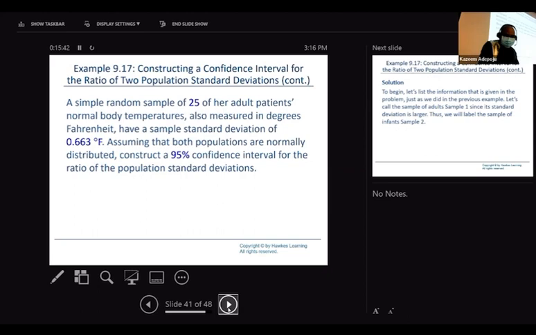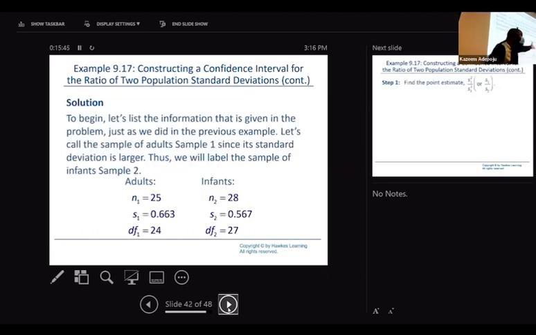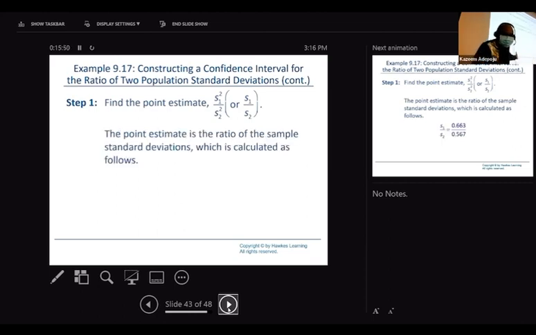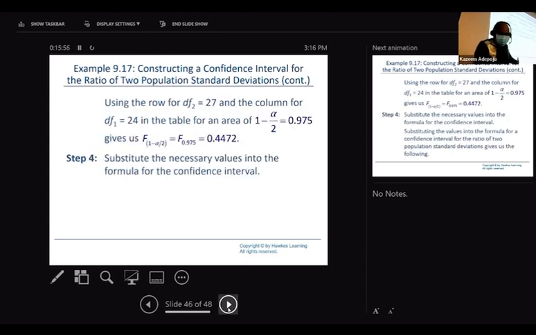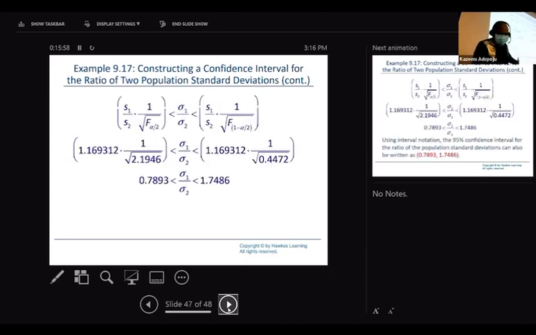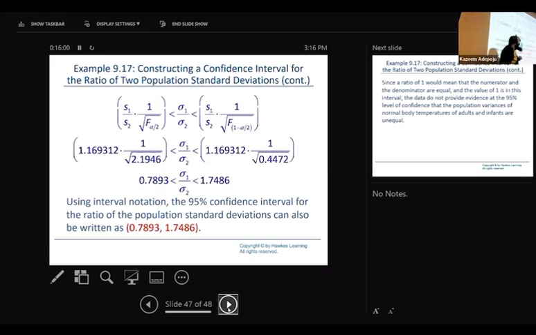You're going to follow the same way. These are the data sets from the two. For infants and for adults, you get a point estimate for them. After getting the point estimate, do the same: go to the formula and plug them in. At the end of the day, I got this. Look at this one, it includes 1.